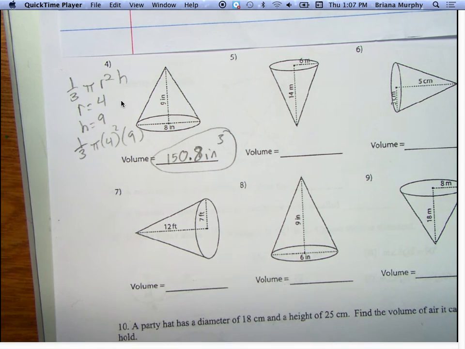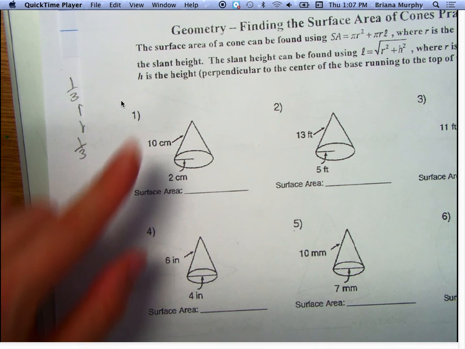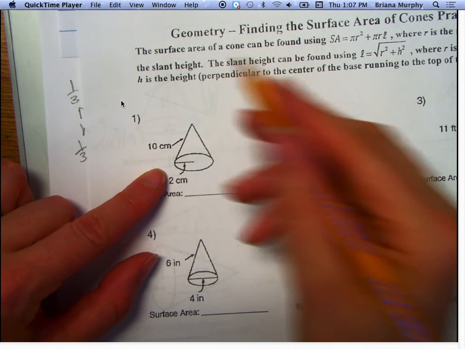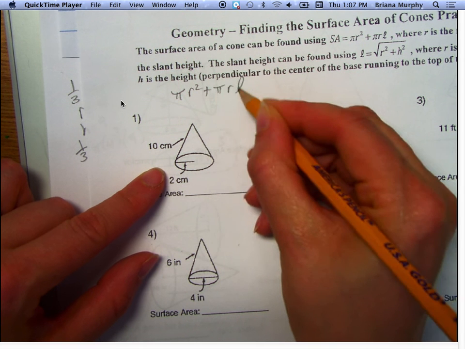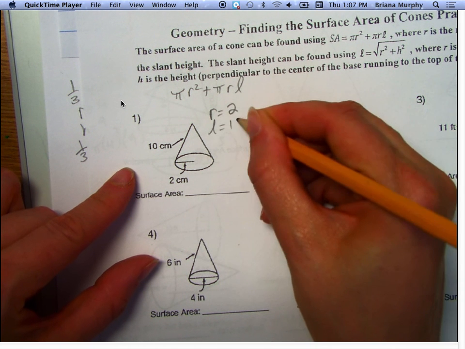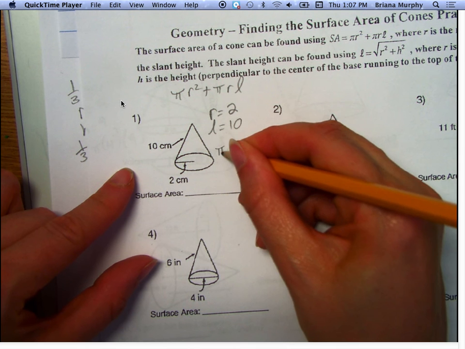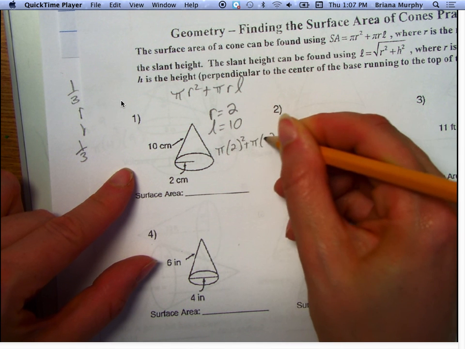Okay, I know for some of you I've done this before, but I just want to make sure this is on recording. I'm going to do one surface area problem from last night's homework. I'm just going to do number 1 right here. We're looking at pi r squared plus pi r slant height. R equals 2. Slant height equals 10. So we just plug it in: pi 2 squared plus pi times 2 times 10.